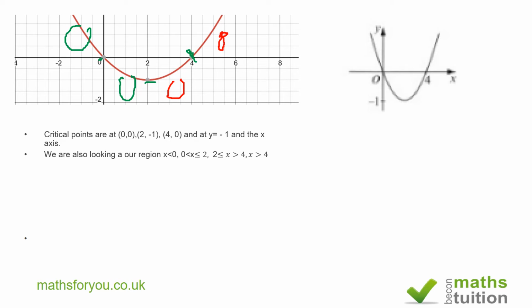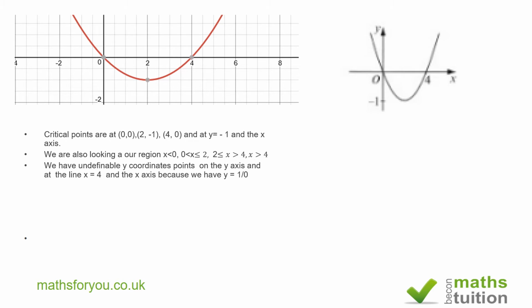Now at the critical points where y is 0, 1 over 0 is undefined. So you're going to have an asymptote at the y-axis, and also at the x is equal to 4 line, and also on the x-axis itself, because on the x-axis y is 0. So a new graph will come very close to the asymptotes but not touch them.